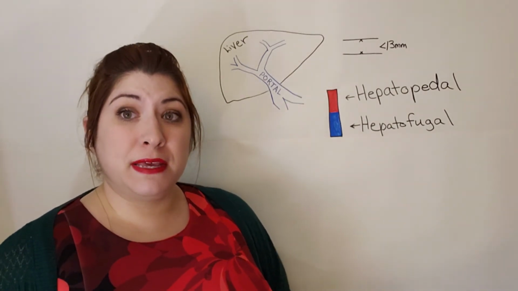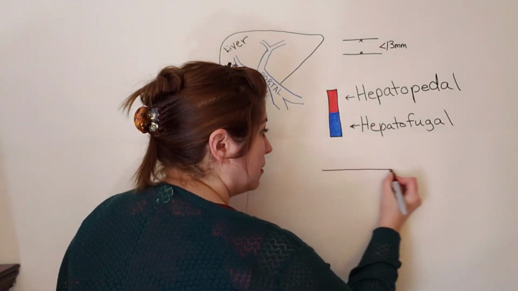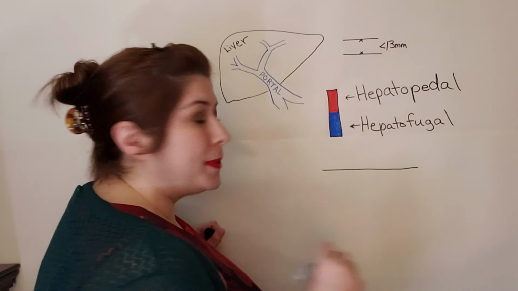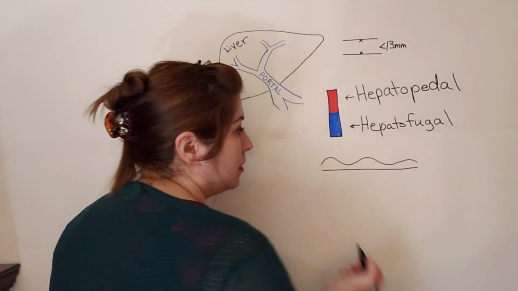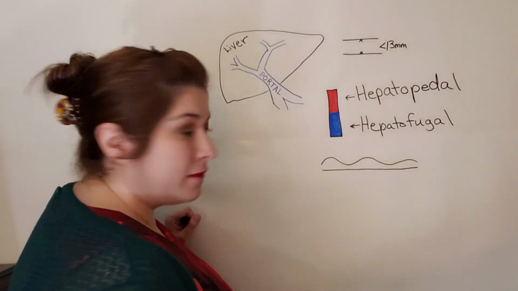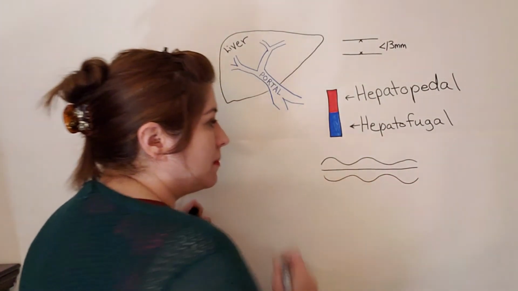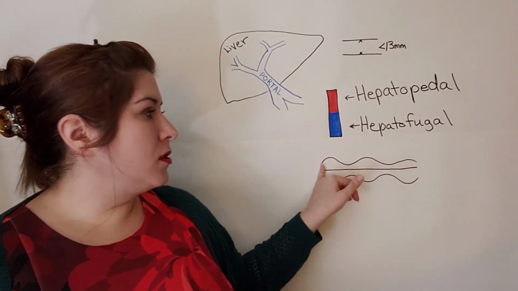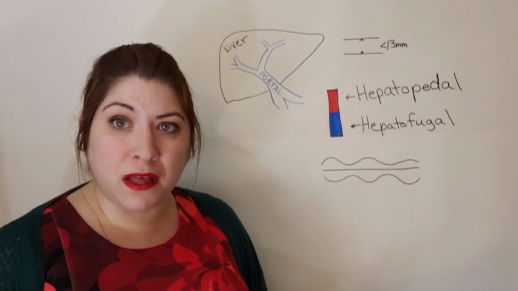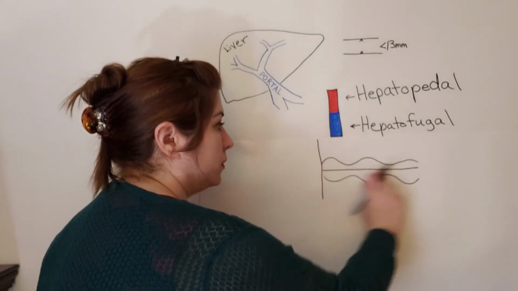When we put on the spectral Doppler, let's say this is our baseline here. Normal hepatopetal flow is going to be above the baseline. And conversely, if you have hepatofugal flow, it's going to go below the baseline. So that's something that we look for. It's going to be a low velocity flow, so it's not going to be all the way up here. It's going to be towards the baseline.